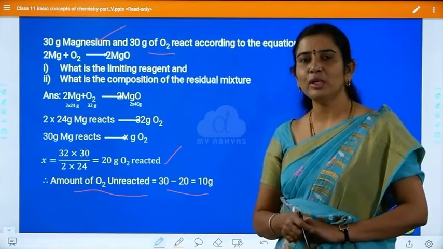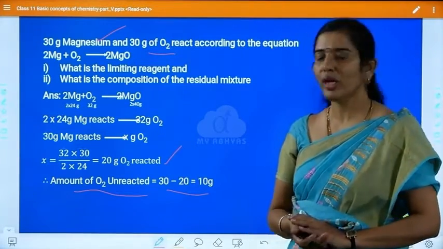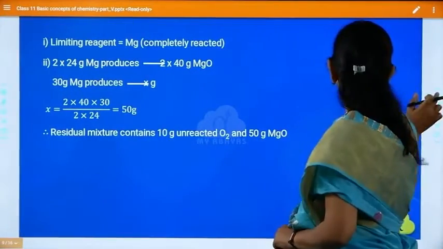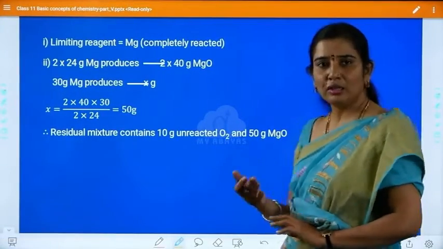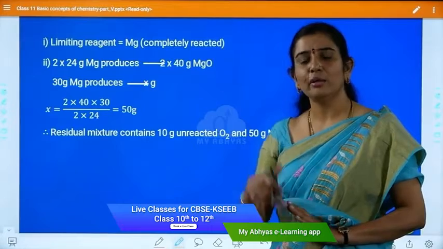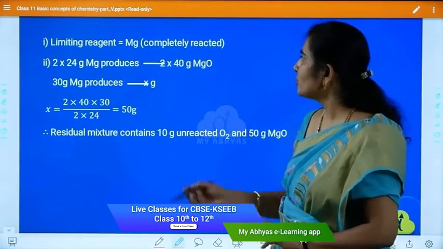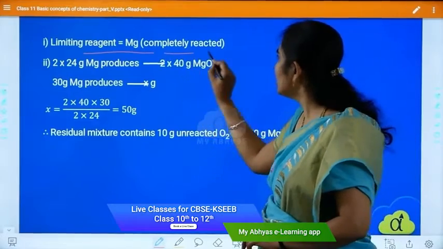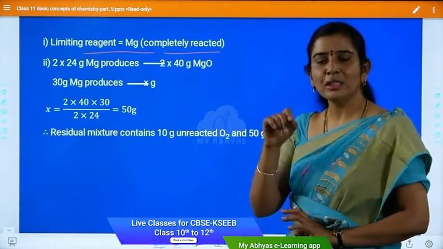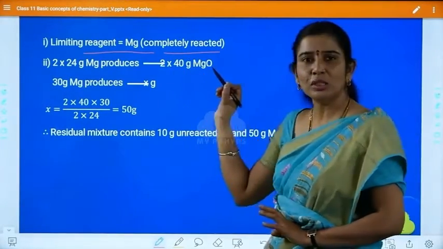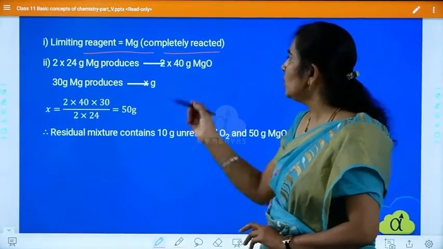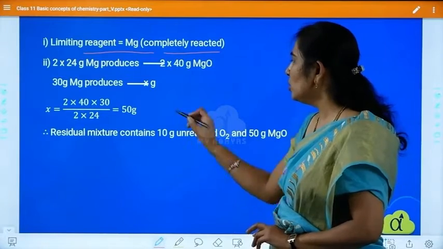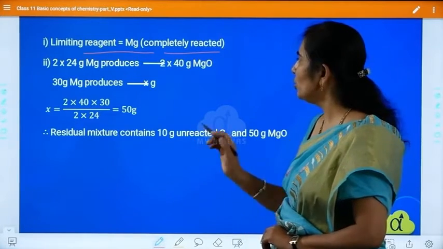Students, what does limiting agent mean? It reacts completely. Here oxygen remains unreacted, and magnesium is the limiting agent. So here the limiting agent is magnesium. That means it reacts completely. Oxygen is the excess agent, magnesium is the limiting agent. So how much of that magnesium is consumed during this reaction, that you have to tell now.